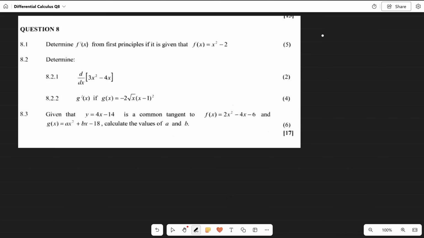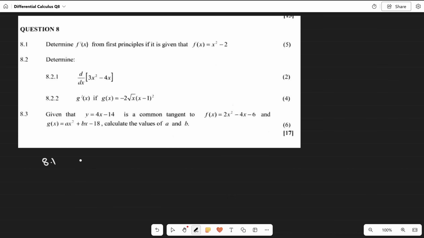Today we're going to be doing question 8, which is differential calculus. So without wasting any time, let's get straight into it. The first question asks us to find the derivative from first principles. That is 8.1: we should find the derivative of x squared minus 2.